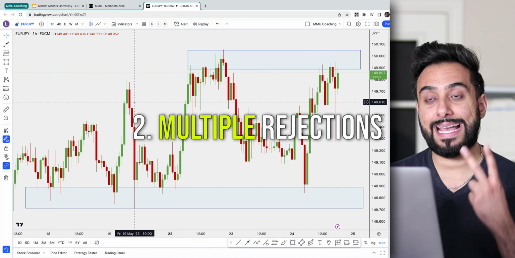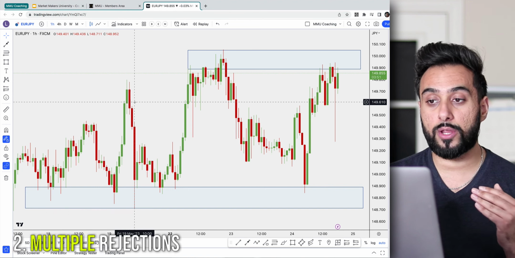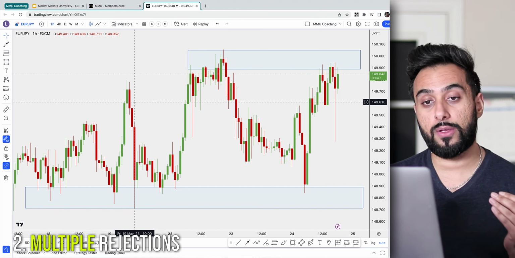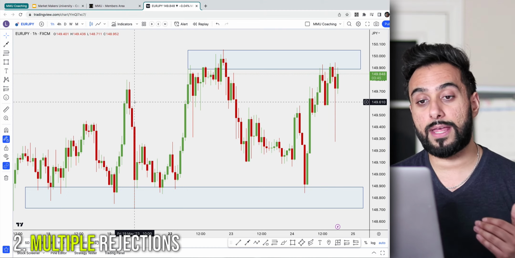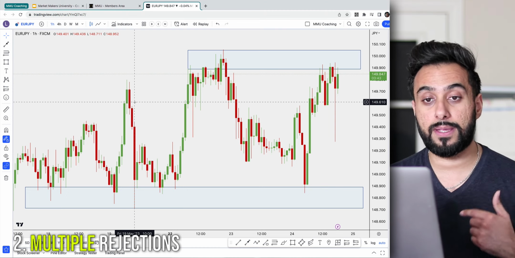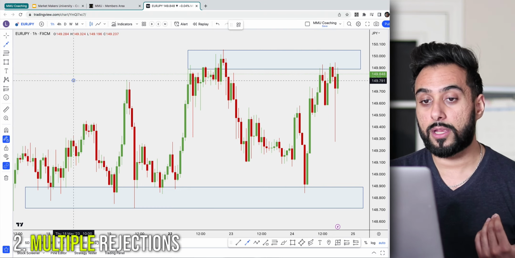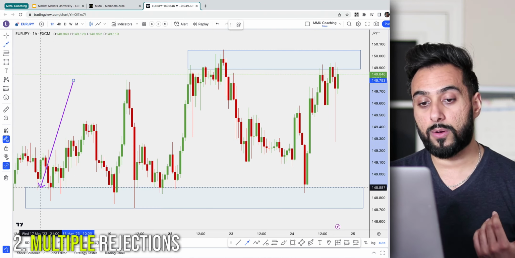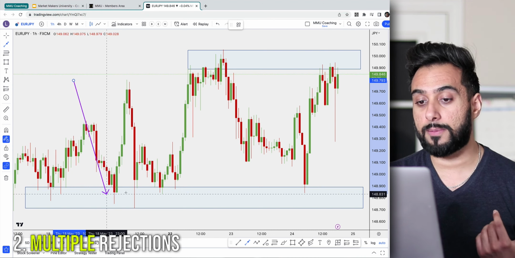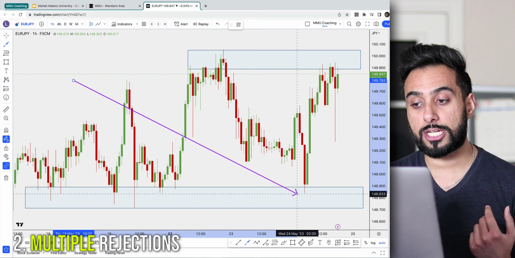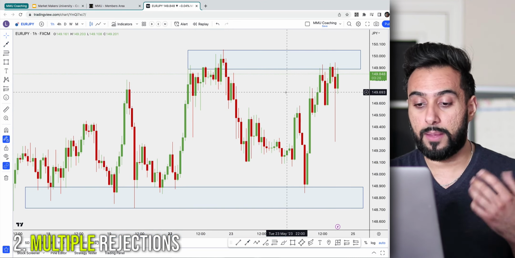Now, moving on to the second criteria, you want to find an area where you have the most amount of rejections. The more areas of rejection that you have, the stronger that support or resistance zone is going to be. An example that I see right here is Euro JPY. This held once, twice, 3 times, 4 times, 5 times, 6 times, 7 times, and the 8th time was the rejection for your buy. Let me give you another example.